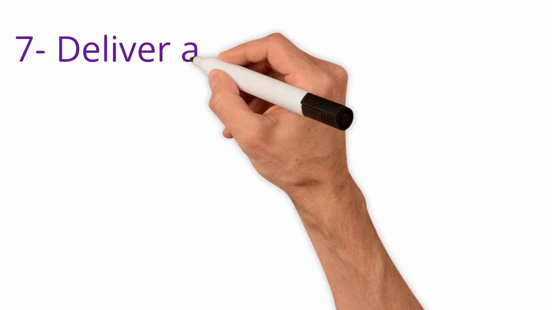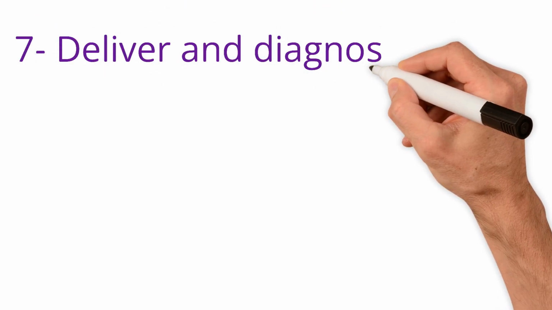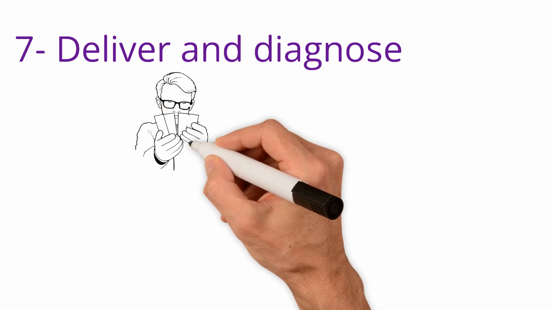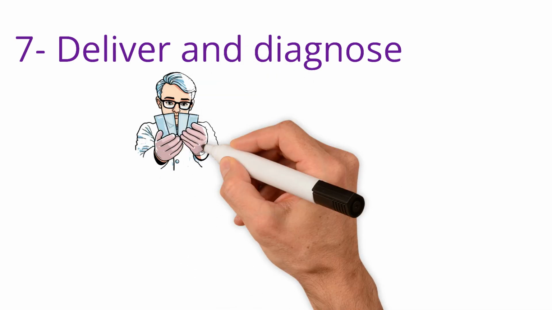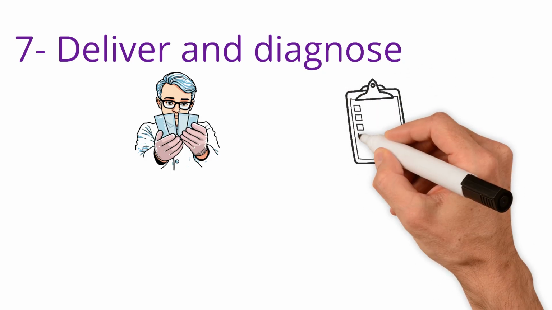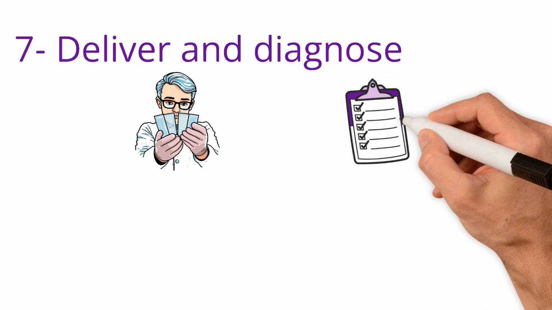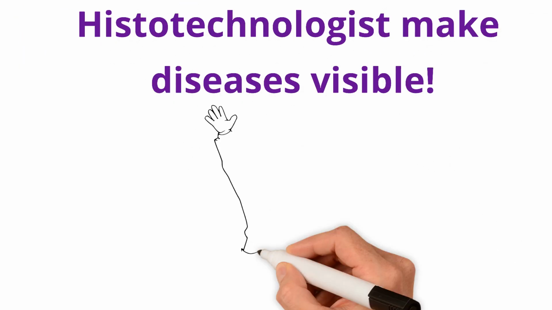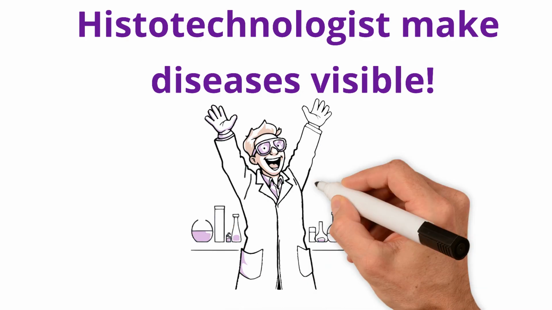And last but not least, the seventh step is that when the slide is ready, the pathologist can finally look at it under the microscope to make a diagnosis. That could mean finding cancer, inflammation, or other diseases. So in a way, histotechnologists help save lives by making diseases visible, which is really awesome.